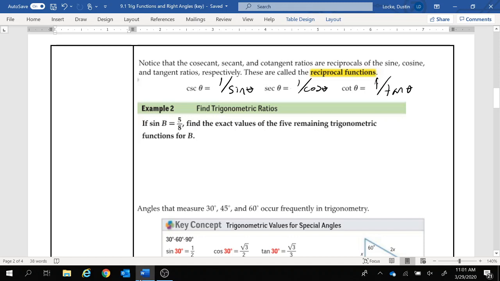All right, so now what we're going to try is we're going to find the exact values of the 5 remaining trig functions for b. So what's going to happen here is it's going to give you one of your trig ratios. So we have sine given. Well, sine we know from before is opposite over hypotenuse. Okay, so that means for this problem, your opposite side is a 5 and your hypotenuse is an 8. Well, that just means we know 2 sides of the right triangle.